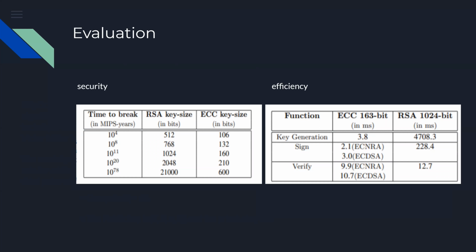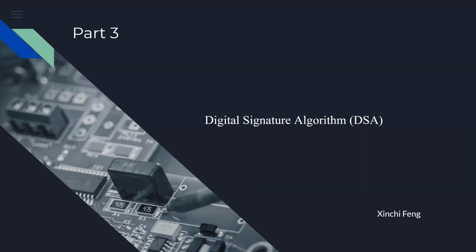As for the evaluation part, the main advantage ECC has over RSA is that the basic operation in ECC is point addition, which is known to be computationally very expensive, and that's also why ECC is more secure than RSA. And as for efficiency, as we can see, the sign and verify process using elliptic curve cryptography is faster than RSA. That's all for me, and my teammate will introduce the next part.